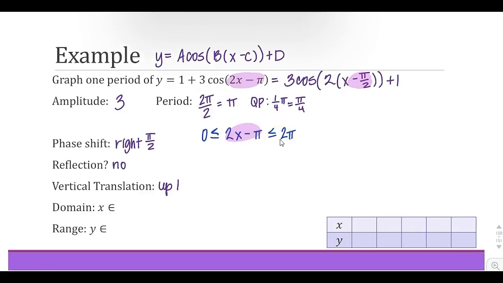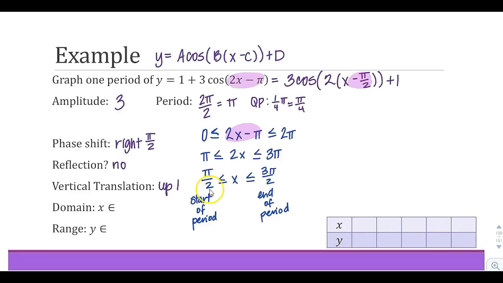and solve for x. So if I add pi to both sides, I'm going to get pi is less than or equal to 2x is less than or equal to 3 pi. And dividing each piece by 2, I get pi over 2 is less than or equal to x is less than or equal to 3 pi over 2. So what I just found was the starting value of my period and the ending value of my period. So now let's go ahead and draw our xy plane.